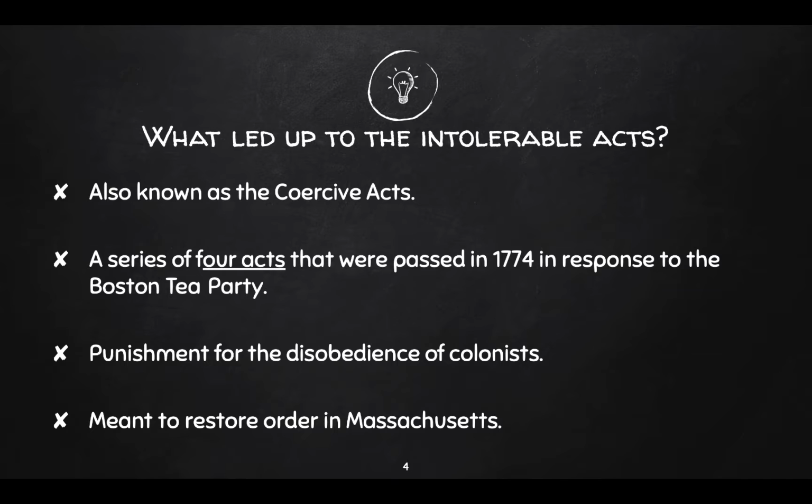So, what led up to the Intolerable Acts? Some quick background. These acts were also known as the Coercive Acts. They were 4 acts, and one additional that affected Canada, that were passed in 1774 in response to colonial rebellion, such as the Boston Tea Party. They were meant to restore order in Massachusetts and quell rebellion.